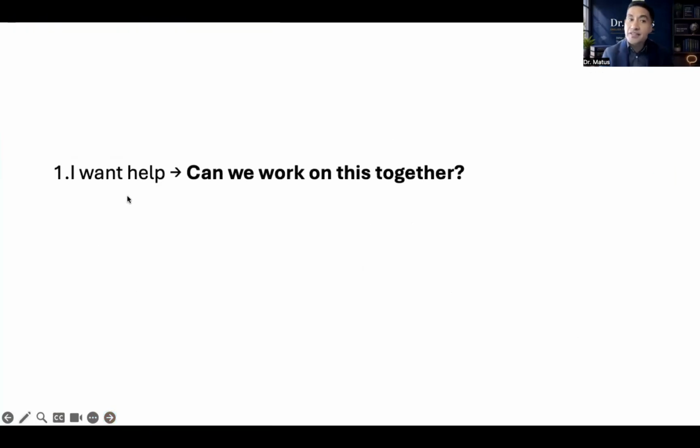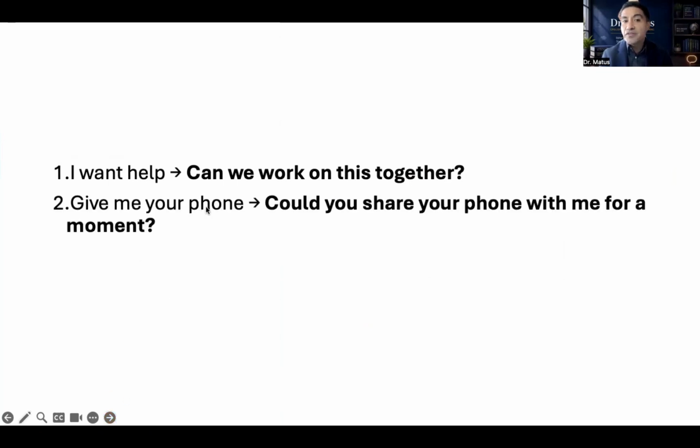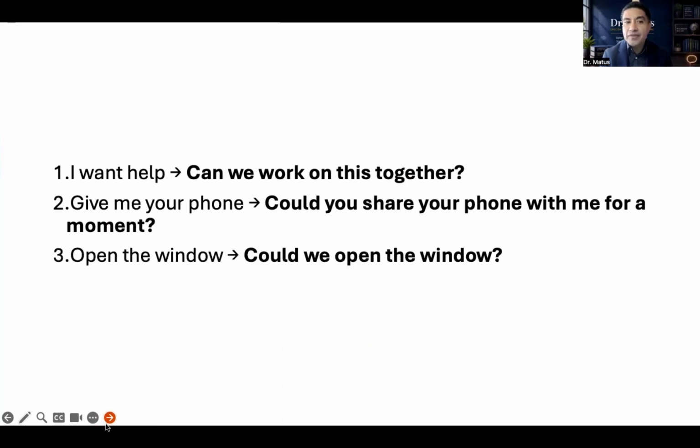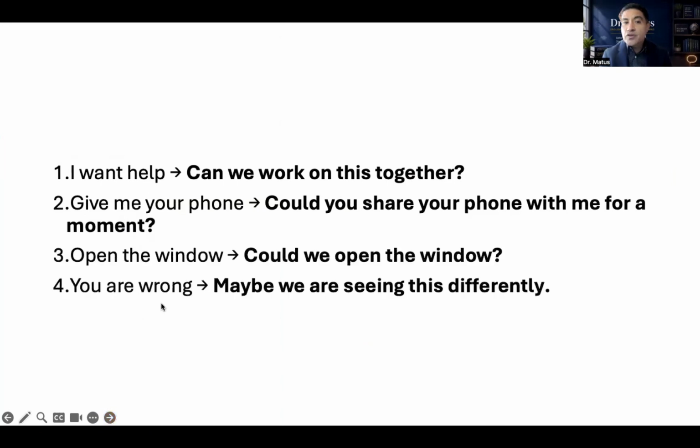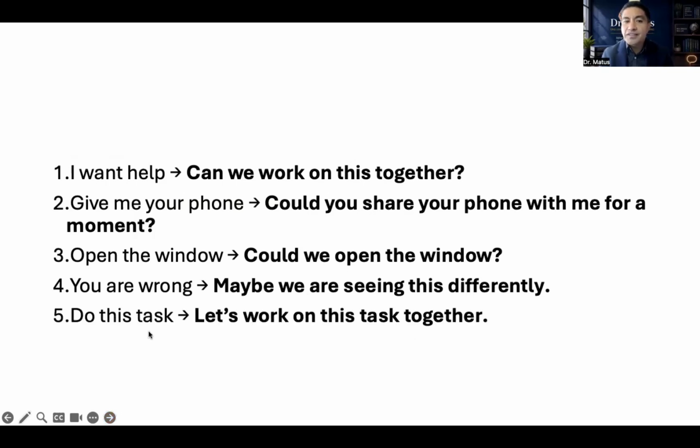One, I want help. Instead of saying I want help, you can favor, can we work on this together? Two, give me your phone. Could you share your phone with me for a moment? Three, open the window, which is a traditional classroom practice and imperative. We can turn it into, could we open the window? You are wrong. Instead of saying this, maybe we are seeing this differently. Do this task. Let's work on this task together.